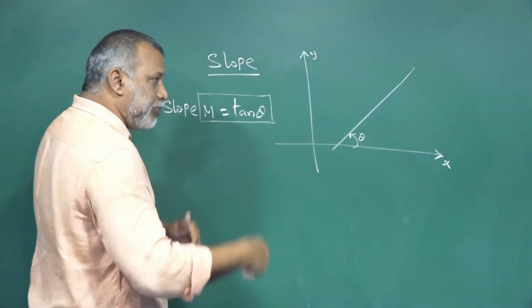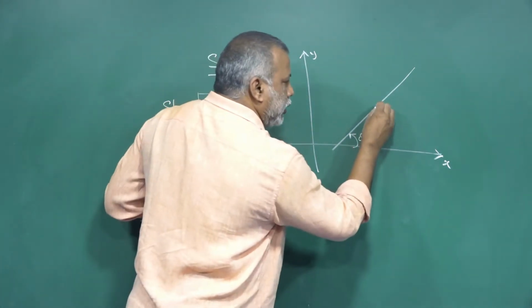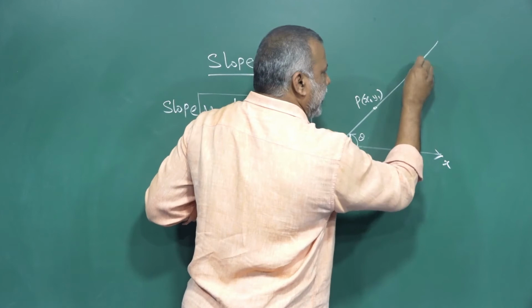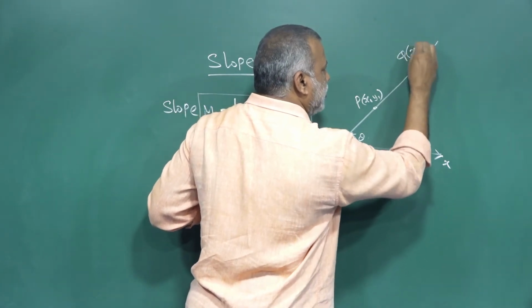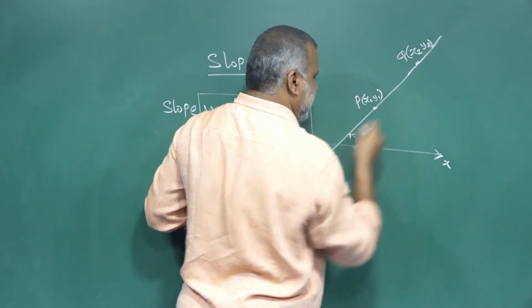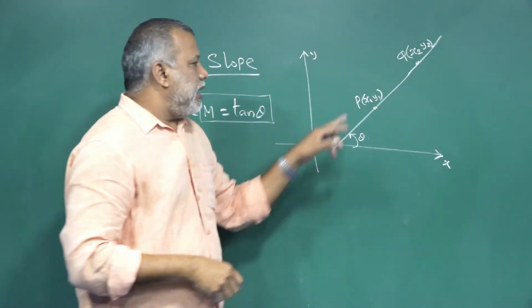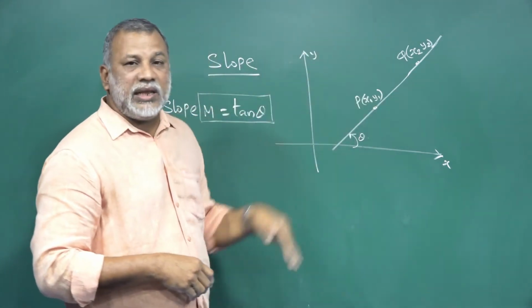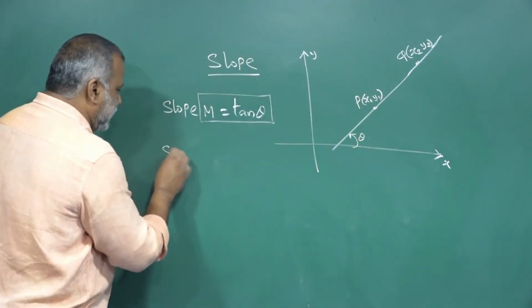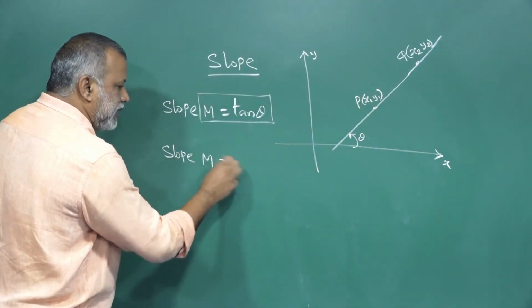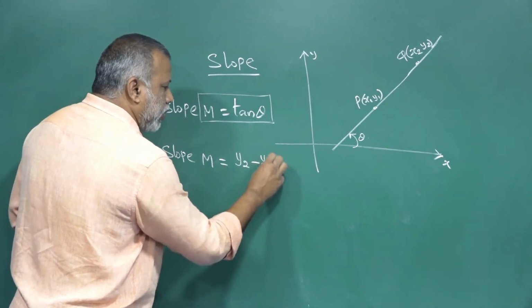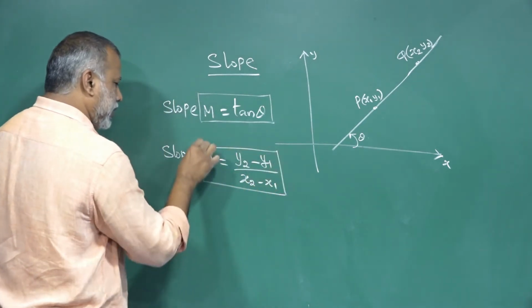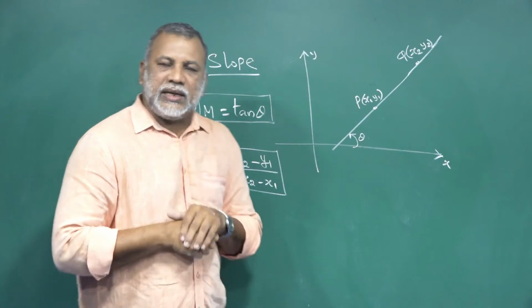Suppose instead of the angle theta, you know two points P(x1, y1) and Q(x2, y2) that lie on this line. Then the slope m equals y2 minus y1 divided by x2 minus x1. You already know this formula, which you also used in your lower classes, that is, in your 10th standard.